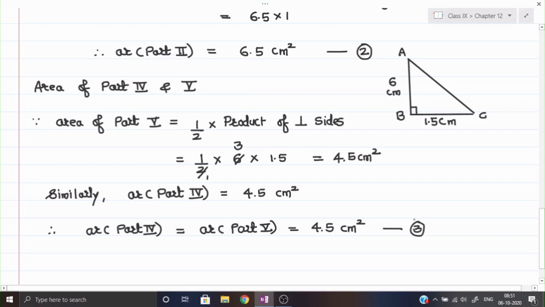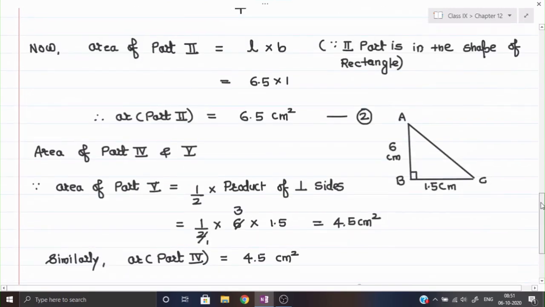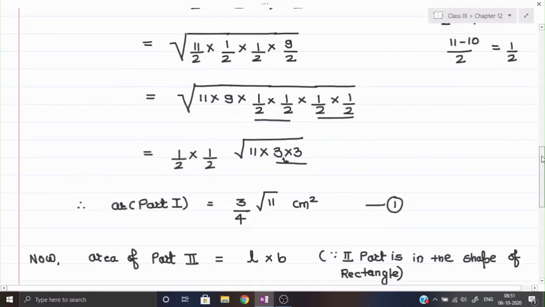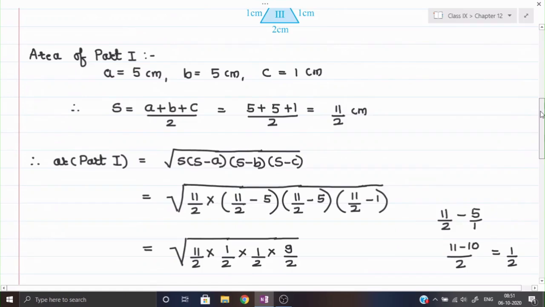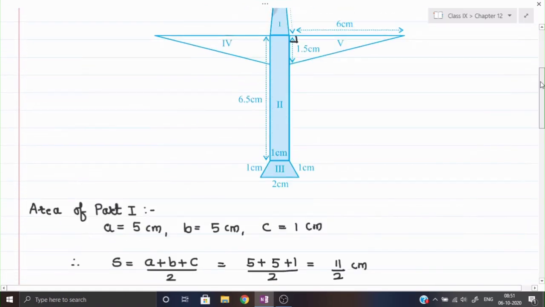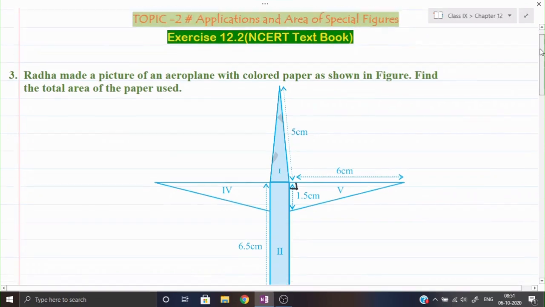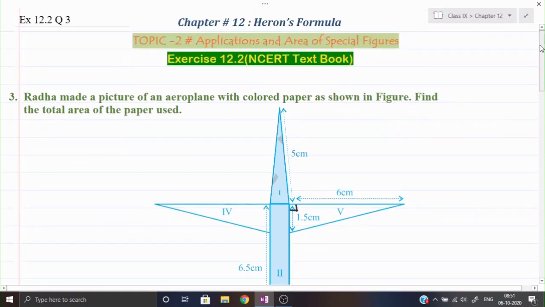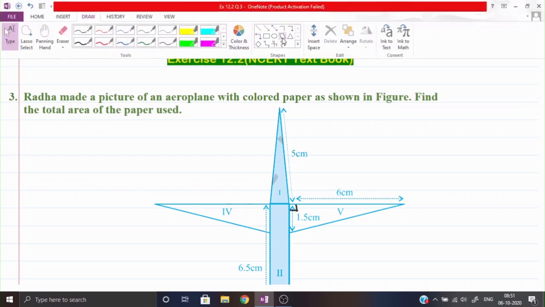Okay, now we shall find out the area of part number 3. So that part number 3 is in the shape of a trapezium. Okay, as you know that we cannot find out the area of any quadrilateral or a special kind of quadrilateral with the help of Heron's formula. So for finding the area of this quadrilateral, we shall use some other methods. Okay, so let us start.